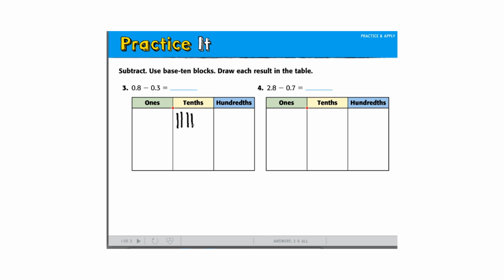Okay? So let's do that again. 1, 2, 3, 4, 5, 6, 7, 8. And I'm going to take 3 tenths away from that. Can I do that? Yes. Don't need to borrow, right? Because I'm going to just take these 3 away. So how many tenths do I have left? 5. 5 tenths. That's it.